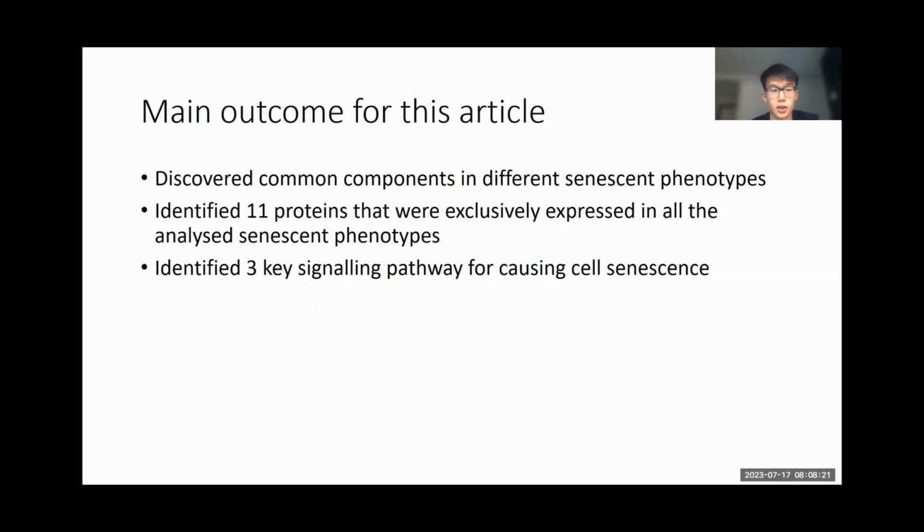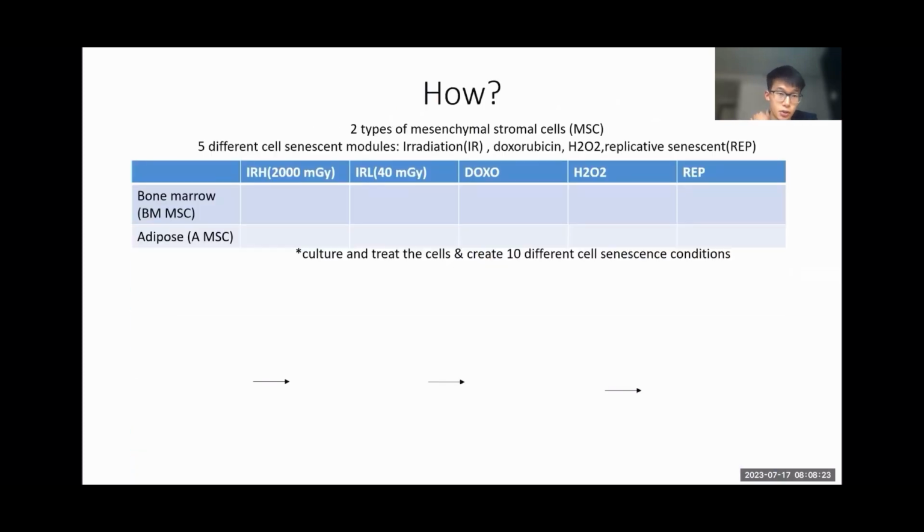And so basically, how they do it, firstly, they have 2 types of cell line, bone marrow and adipose mesenchymal stromal cell. And then they have 5 different cell senescence conditions. One is irradiation in high dose and low dose, and doxorubicin and hydrogen peroxide and replicative cell senescence.